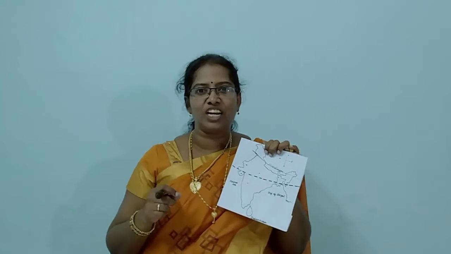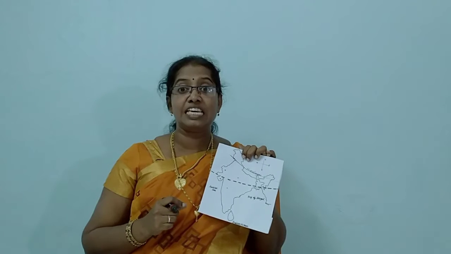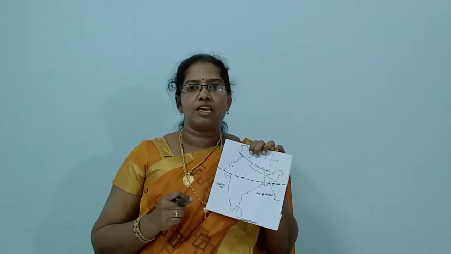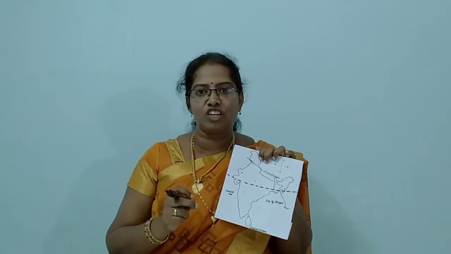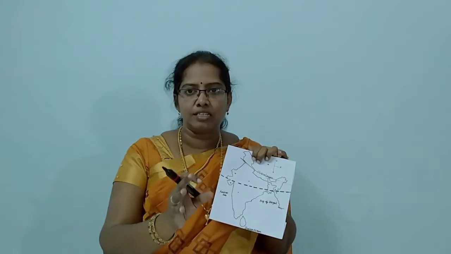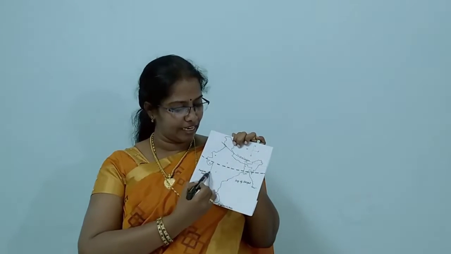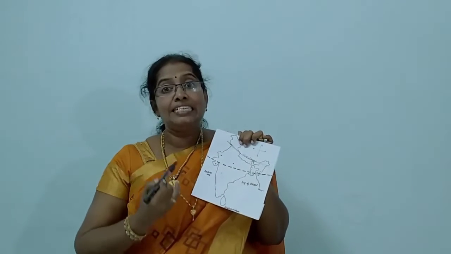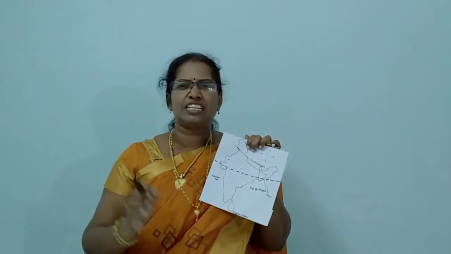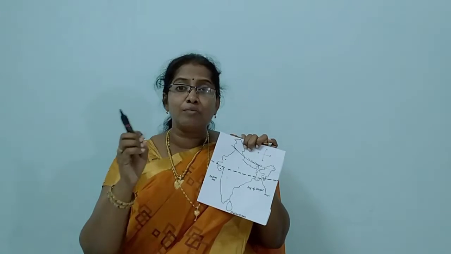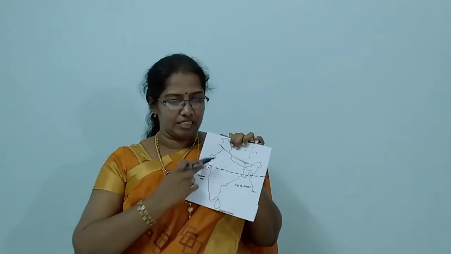In your book, what is given? Exhibit, one word is there. What is the spelling? E-X-H-I-B-I-T, exhibit. What is the meaning of that? It shows. So these are the areas that show high daytime temperature. At the same time, at night there is low temperature. Nighttime low temperature, daytime high temperature. So these are the things.